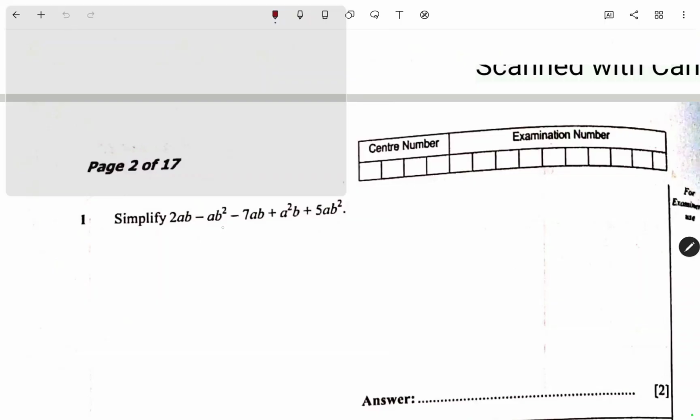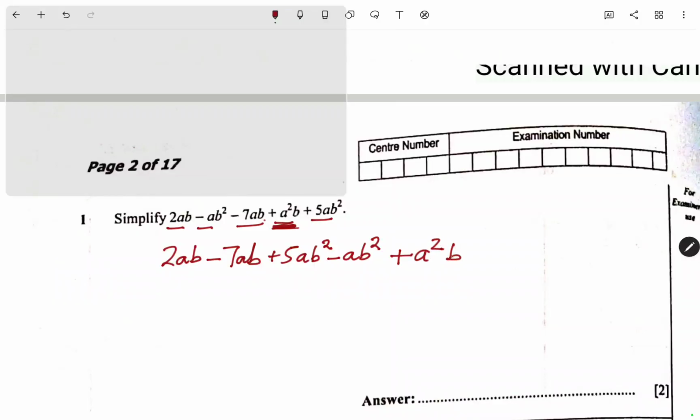you collect like terms. So this and this, the like terms will be 2ab minus 7ab. This and that like terms would be 5ab squared minus ab squared. Then this has no friend, so it will be at the end, a squared b.